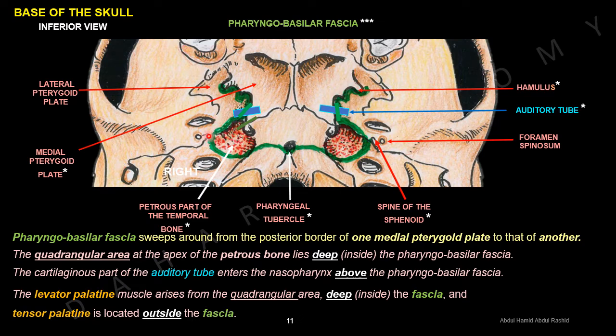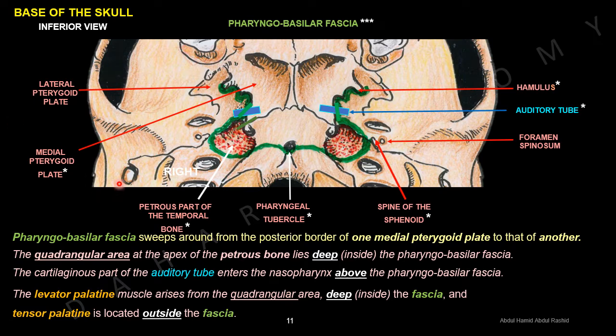This fascia surrounds the upper part of the nasopharynx. It is behind and on each side of the nasopharynx. This is the temporal bone, and this is the petrous part of the temporal bone. This is also called the quadrangular area. These are the auditory tubes, one on each side, which enter the nasopharynx above the pharyngobasilar fascia.